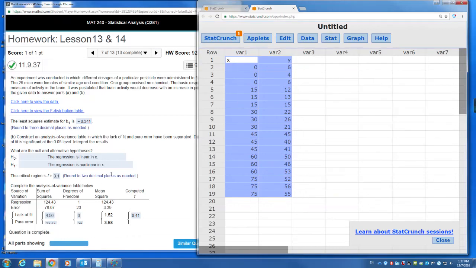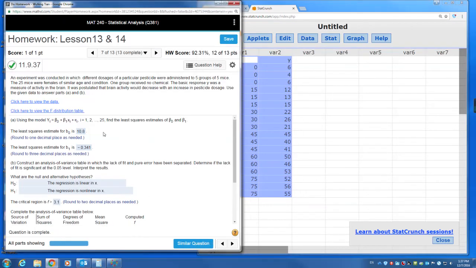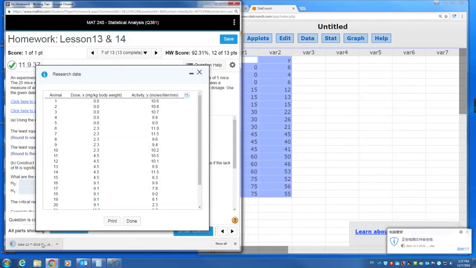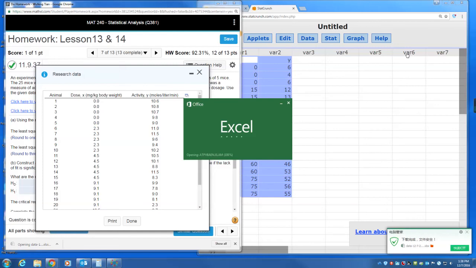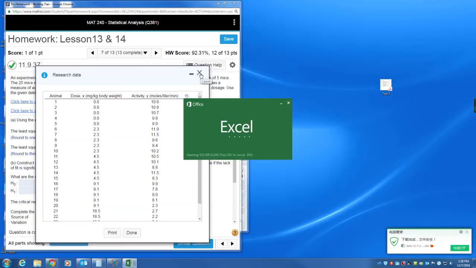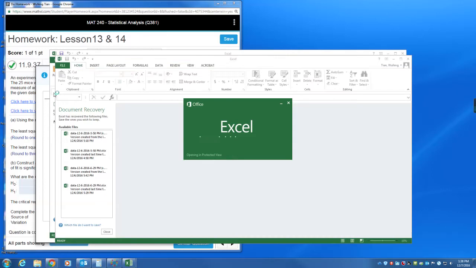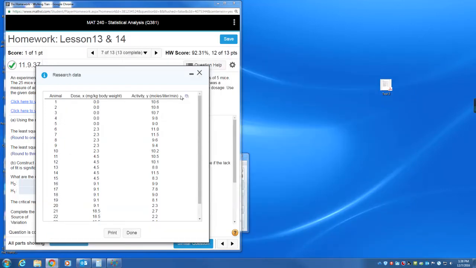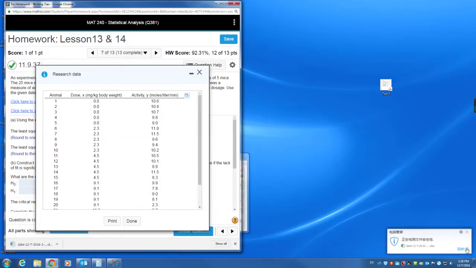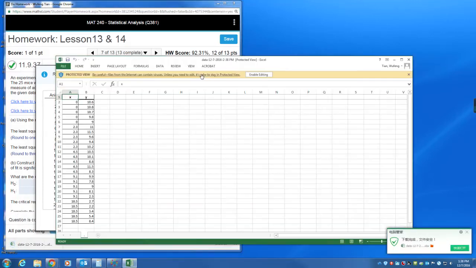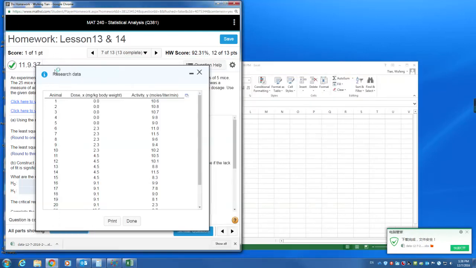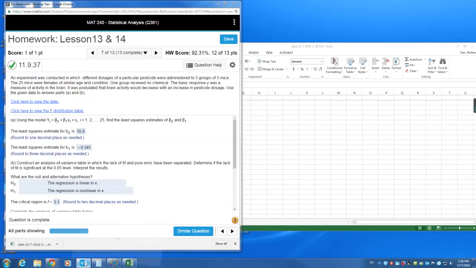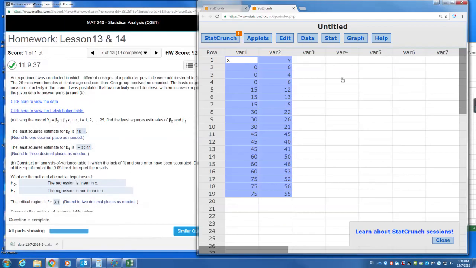So number 7, you have to do some work. First, I need to open Excel. Okay, so in Excel, the only thing I need to do is beta 1 and beta 0, and you can do that in StatCrunch. That's no problem for you to do in StatCrunch, okay?